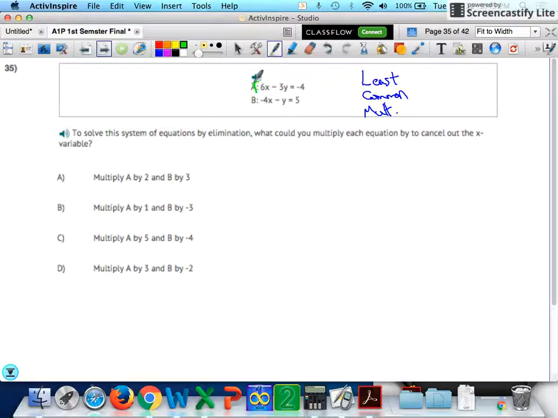If I wanted to multiply this top equation and make it into a 12 out front, I would have to multiply by 2. For the bottom equation, if I want to turn that negative 4 into a negative 12, I would need to multiply by 3. So equation A by 2, equation B by 3, our answer should have been A.